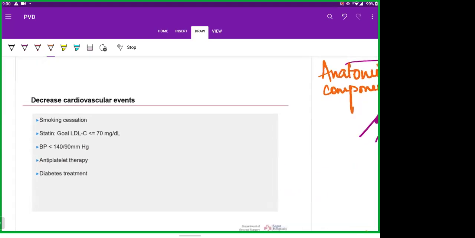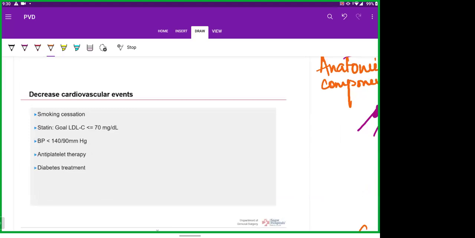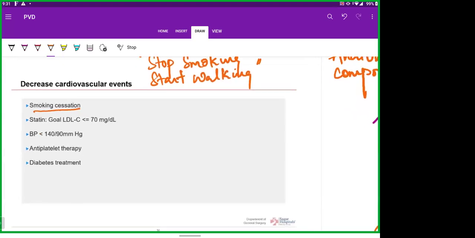For decreasing the cardiovascular morbidity, we have to start the patient on antiplatelet therapy. An important thing is smoking cessation. There is a very famous dictum in the vascular society: stop smoking and start walking. So all these patients who have PAD have to stop smoking. The goal is also to reach an LDL level less than 70. So you start them with antiplatelet and also hypolipidemic agents, and concomitantly, the diabetes has to be kept under control.